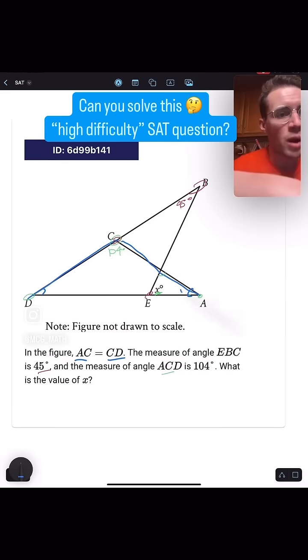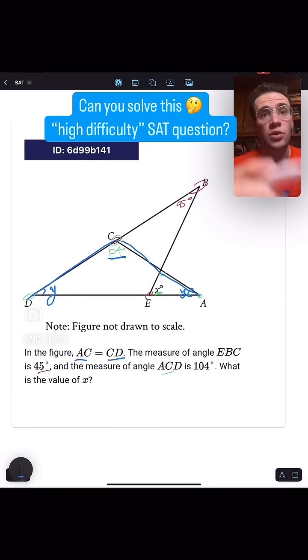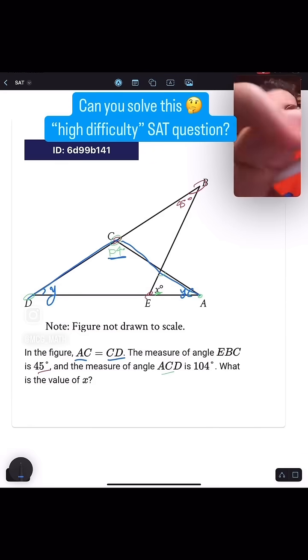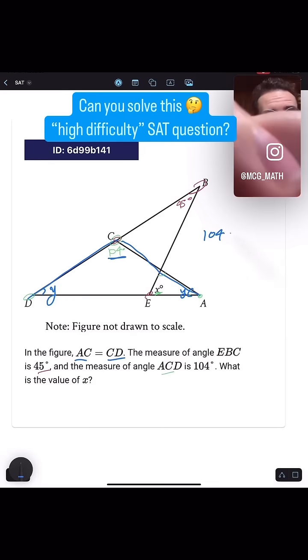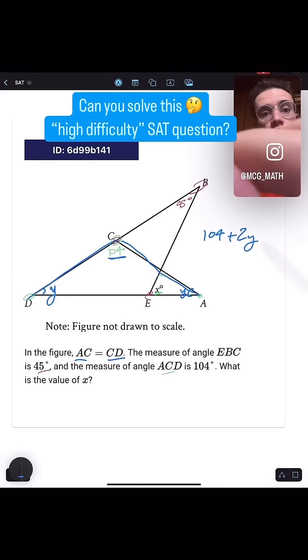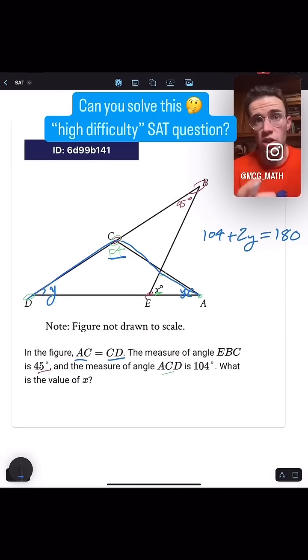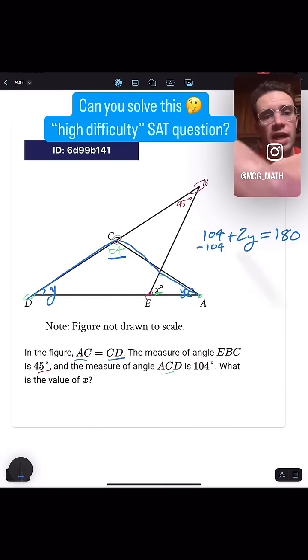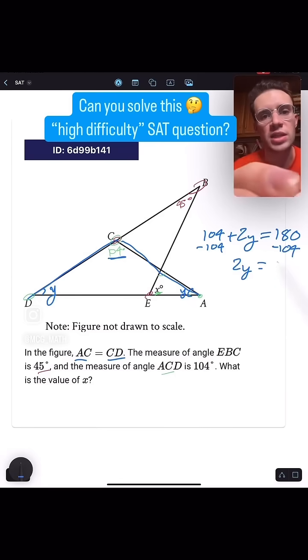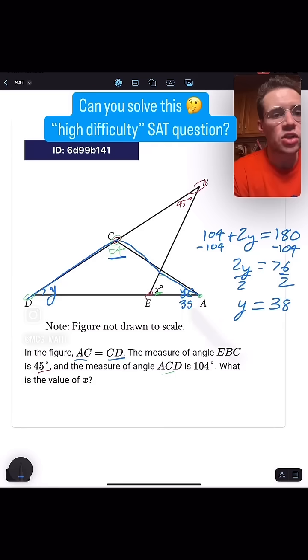We can call them y, and we know that this angle here at the top is 104. So that's also a triangle, meaning that this angle 104 plus the other two angles, so plus y, same as plus 2y, will add up to 180. If we want to solve for y, we just subtract 104 from both sides, and that gives us that 2y is equal to 76. If you divide both sides by 2, you can figure out what just 1y is, which would be 38. This angle here is 38 degrees.